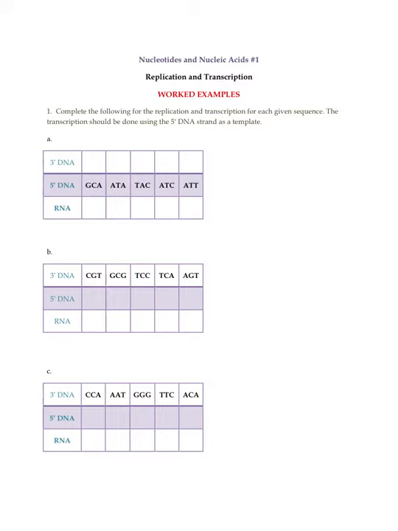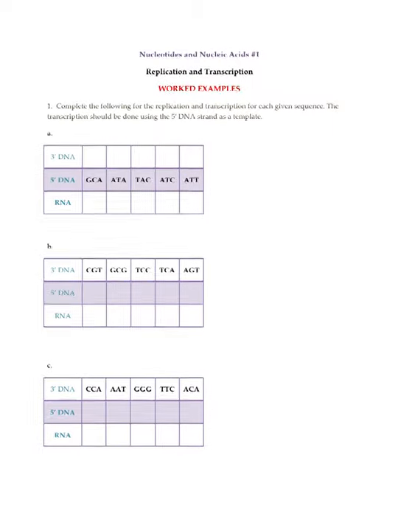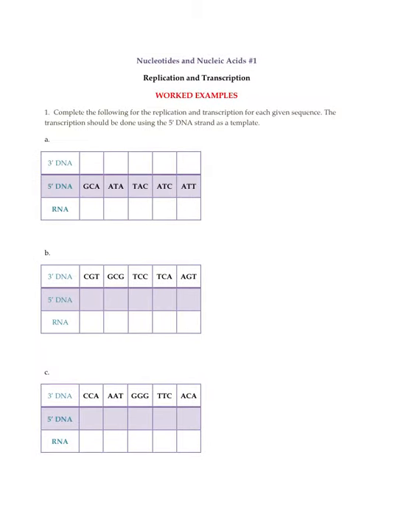Welcome everybody. In this exercise, which is the first for nucleotides and nucleic acids, we're looking at two of the three processes involved in the replication and the transcription of DNA. We'll look at translation of DNA in our second exercise. When you are turning DNA into DNA, this process is called replication.